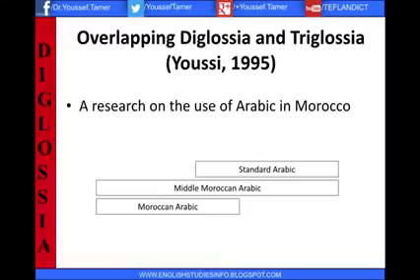There are a lot of details about that. I can post for you online details in relation to this. But I just want you to understand the concept of triglossia. Because of the appearance of this middle variety, we now have triglossia, according to Yussi and others.